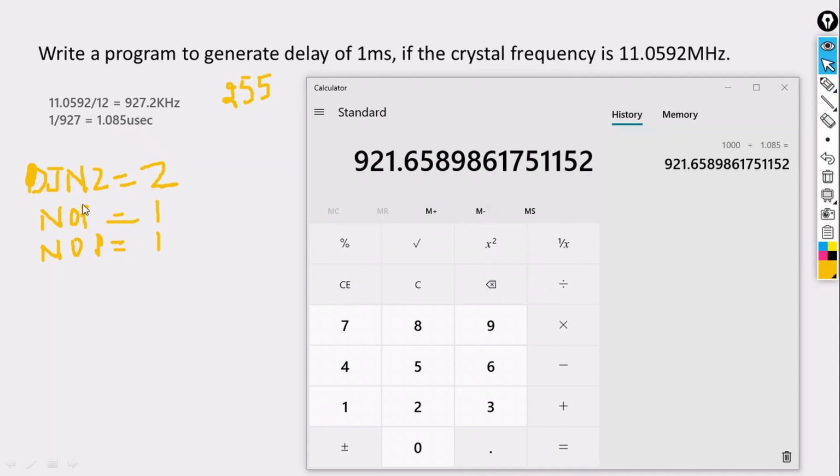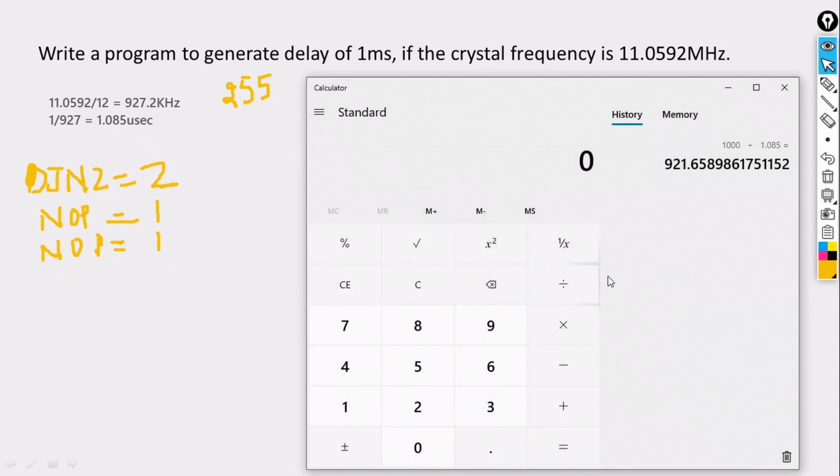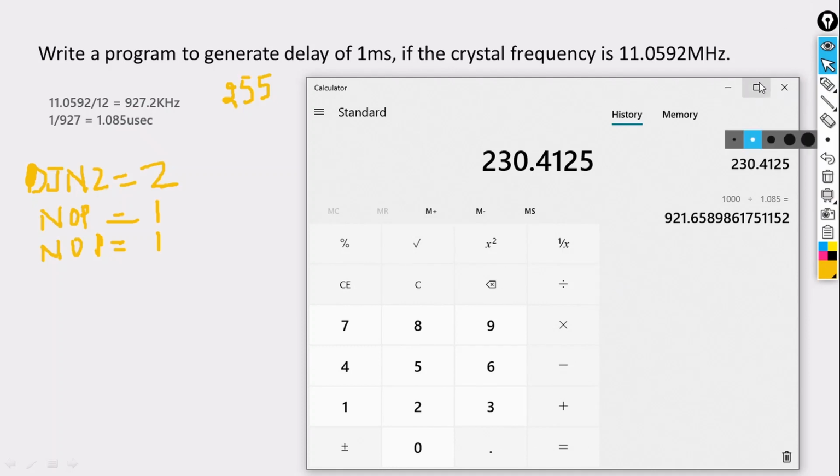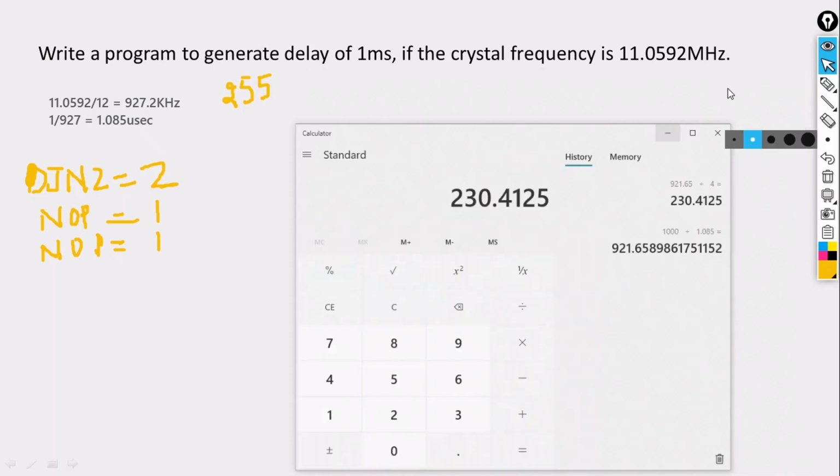Okay, so these are the loops that are going to be executed. Now if you look at this, 921.65, if I divide it in terms of 4 machine cycles, the value I need to load into my register is going to be 230.4. Since it is 0.4, we should be loading our value with 231.